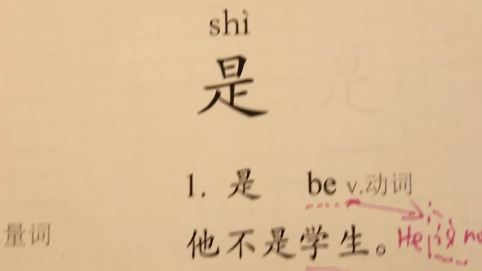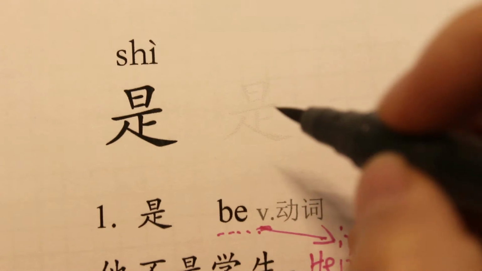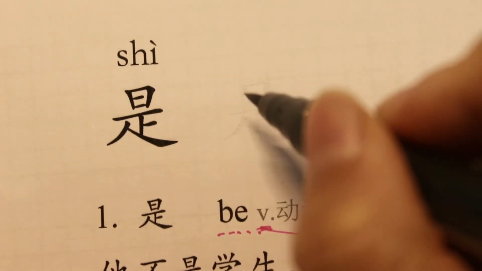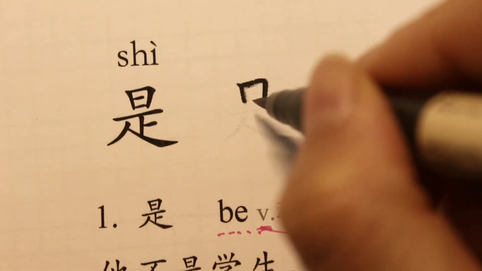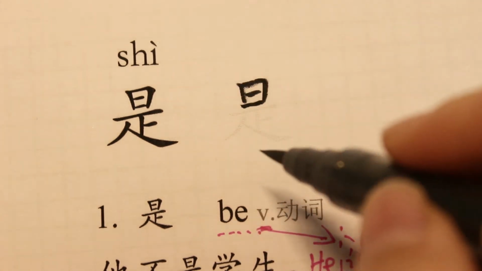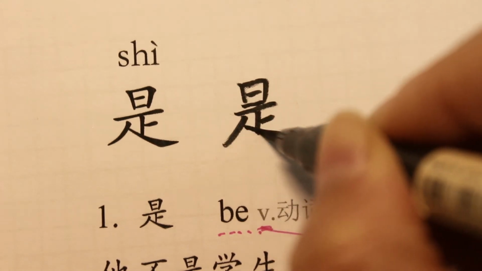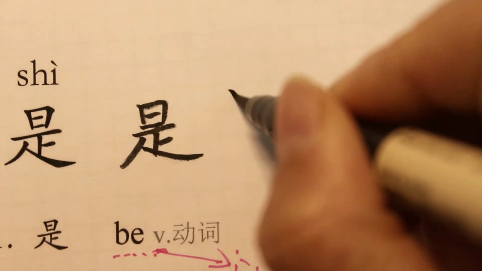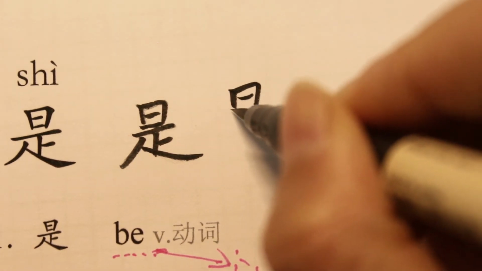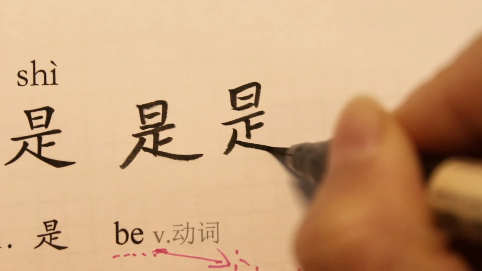So now let's look at how to write 是. 1 2 3 4 5 6 7 8 9. So it's nine strokes.